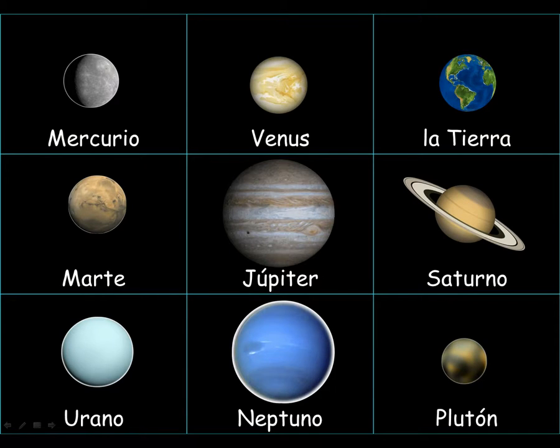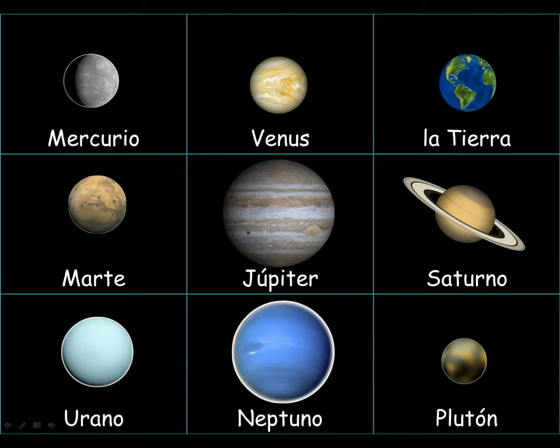Escuchad y repetid. Mercurio, Venus, la Tierra, Marte, Júpiter, Saturno, Urano, Neptuno, Plutón. Let's try those once more.